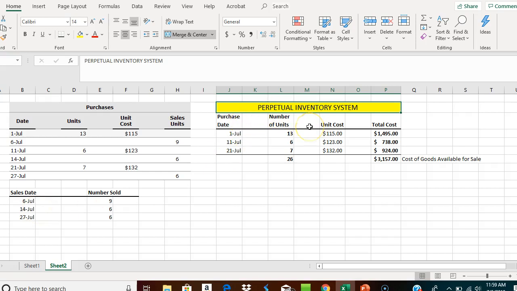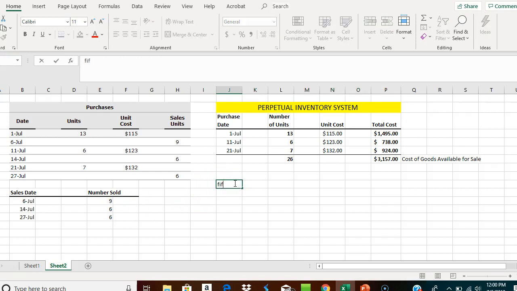Let's first look at this section with the purchase information. It is still important to keep track of the number of units that we purchased, which was 26 units, and the cost of those units, which is known as your cost of goods available for sale. So we have a total of 26 units at a total cost of $3,157. Now, these are our sales dates: July 6th, July 14th, July 27th. This is showing the quantity sold on each of those different sales dates. You must compute cost of goods sold for each of those individual sales dates. You ready to get started?